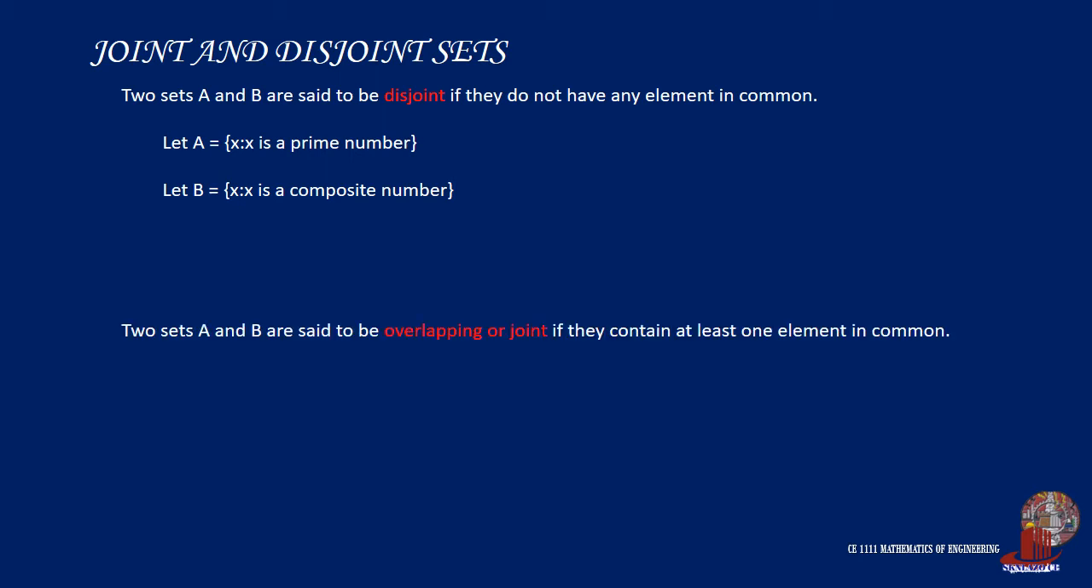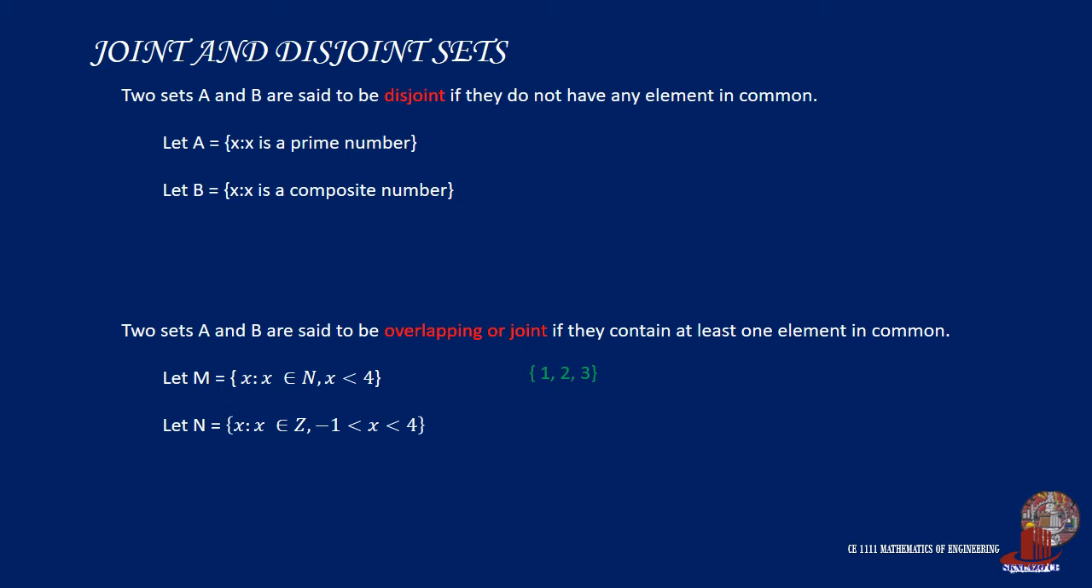Two sets A and B are said to be overlapping or joint if they contain at least one element in common. For example, let M be equal to all the values of x where x belongs to the set of natural numbers and x is less than 4. Next one, let N be equal to all the values of x where x belongs to the set of integers and it lies between -1 and 4.